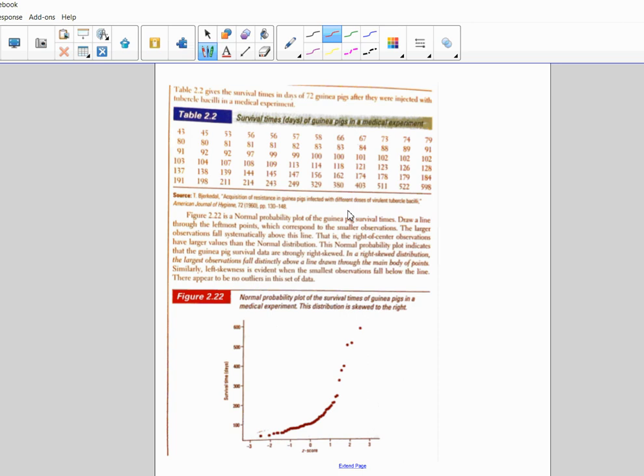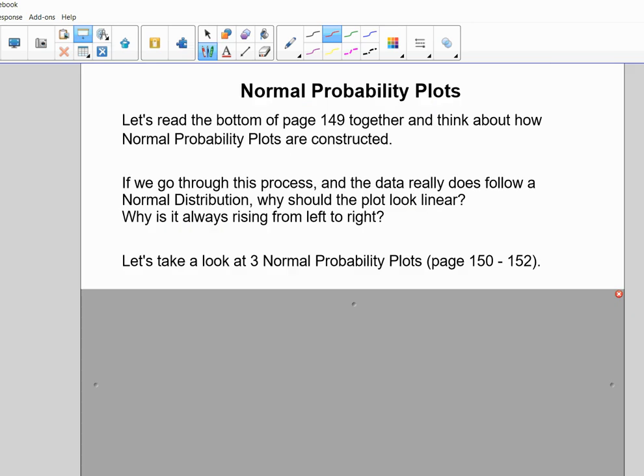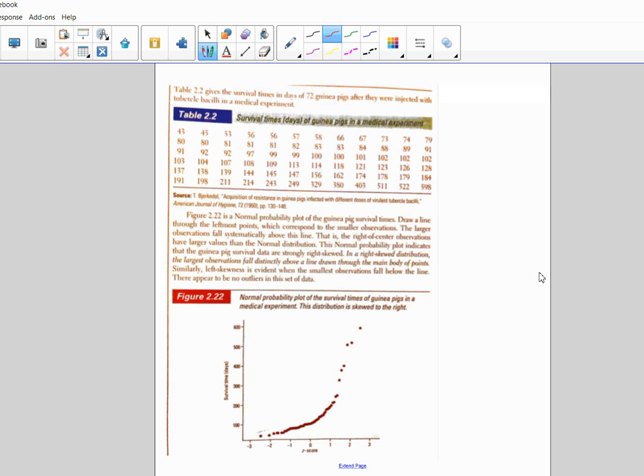Here's another example. This is the next page in your book. What is it? Page 151, I believe, okay? So here's some survival times of 72 guinea pigs after they were injected with this bacteria in a medical experiment, all right? I know, so sad. So take a minute, if you'd like to, pause it, make a little graph using your calculator. You're going to see that there's going to be a strong right skew to this distribution, okay?